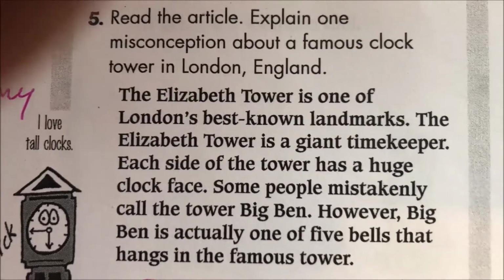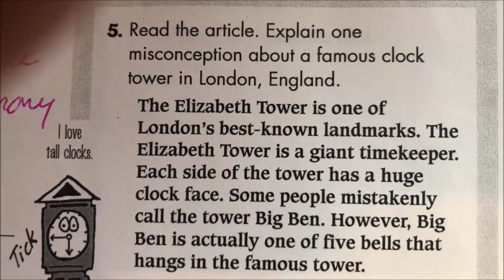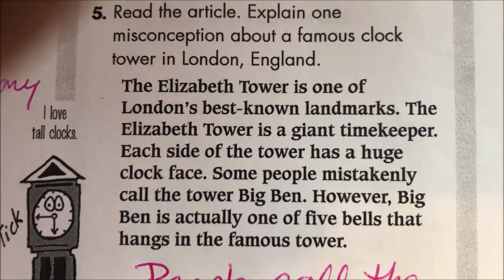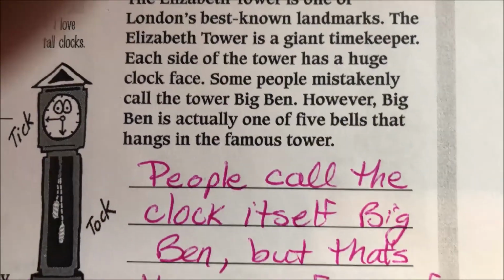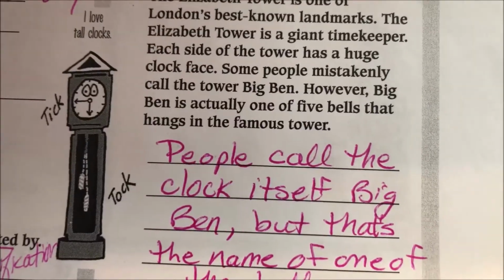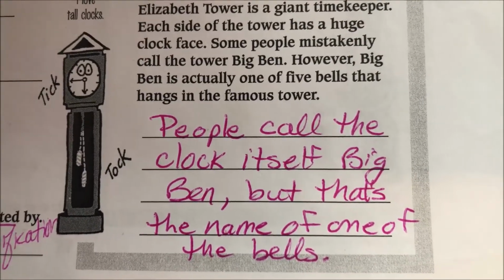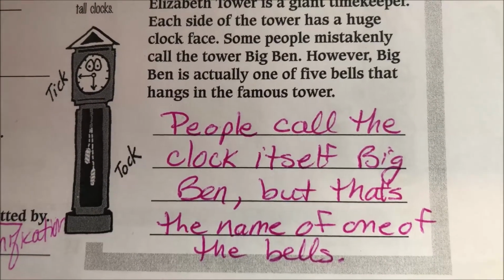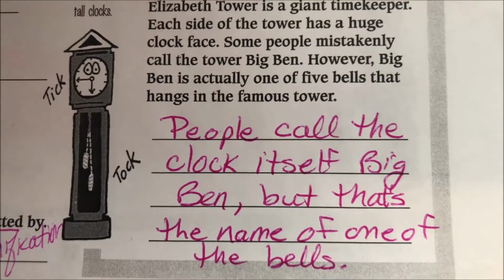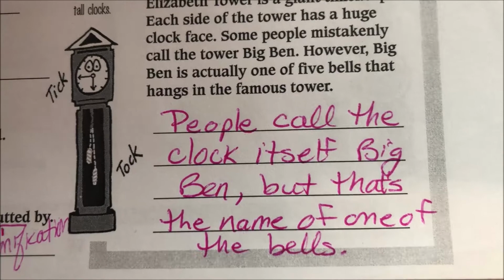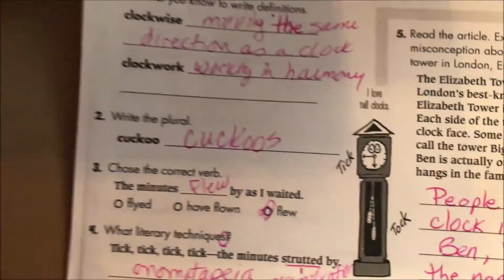But it's interesting that the real name is Elizabeth Tower, and it has a giant clock on it, which people call Big Ben, but Big Ben is actually the name of one of the 5 bells that hangs in the famous tower. So my answer for this one, I wrote, people call the clock itself Big Ben, but that's the name of one of the bells. That also will be one that I will have you share with us on Edmodo.